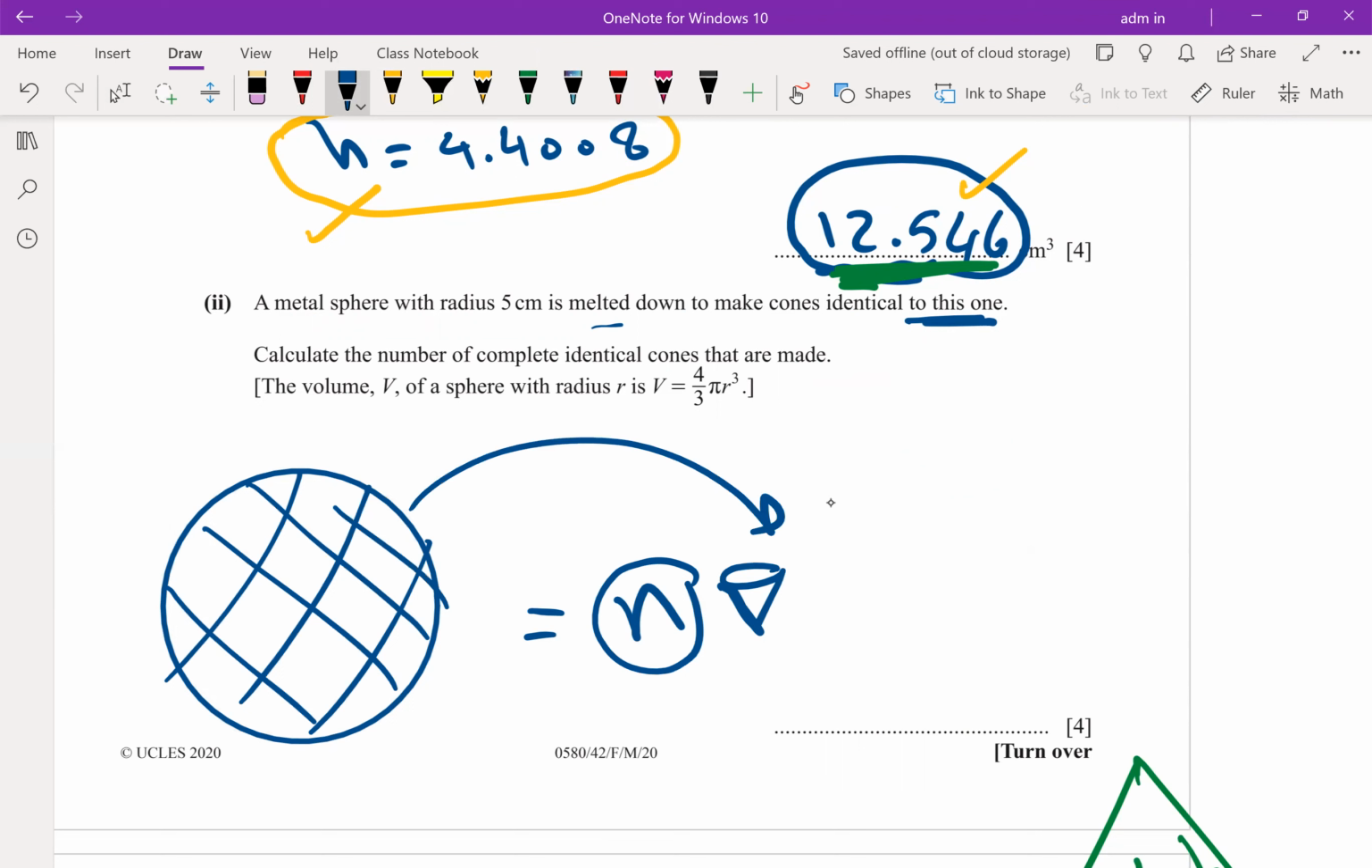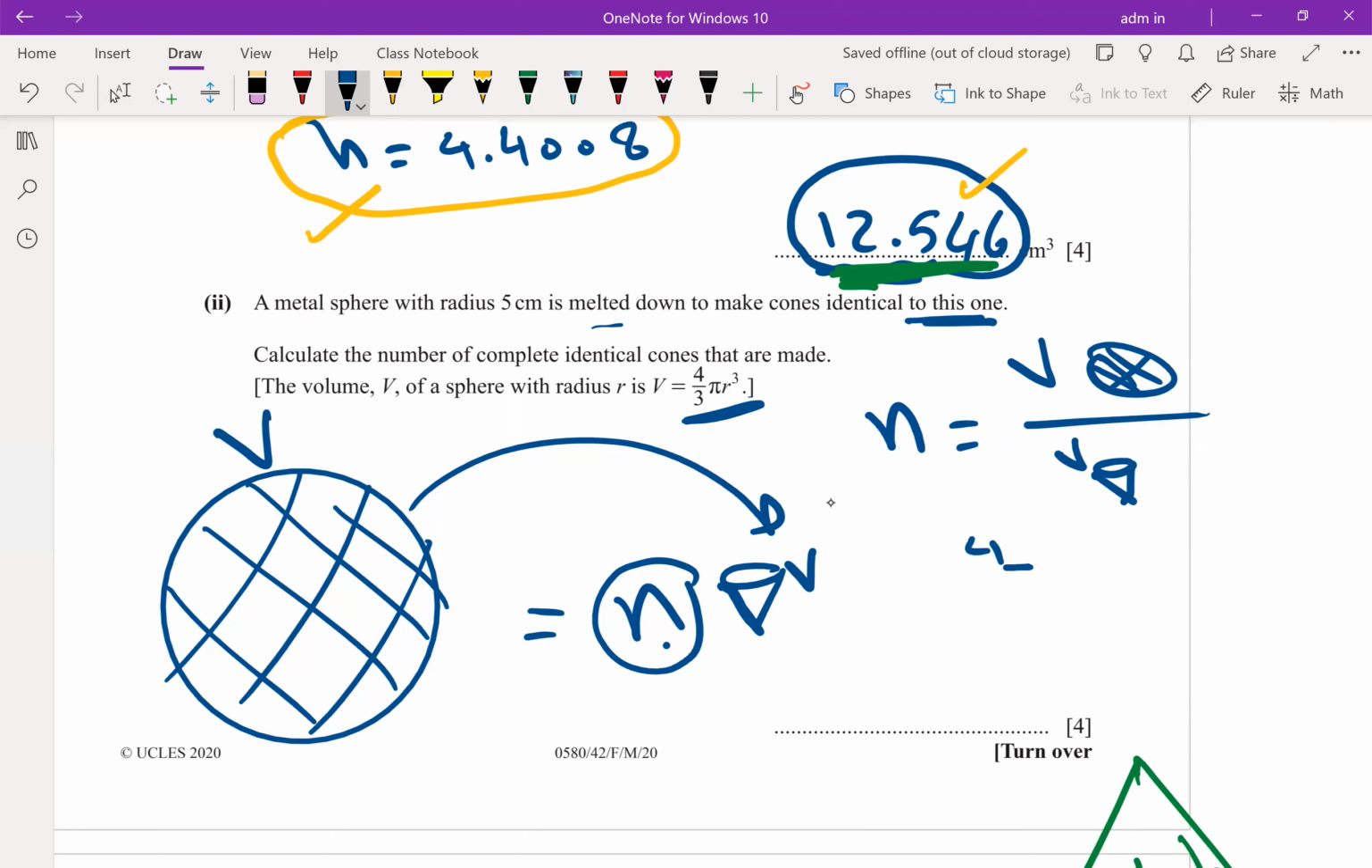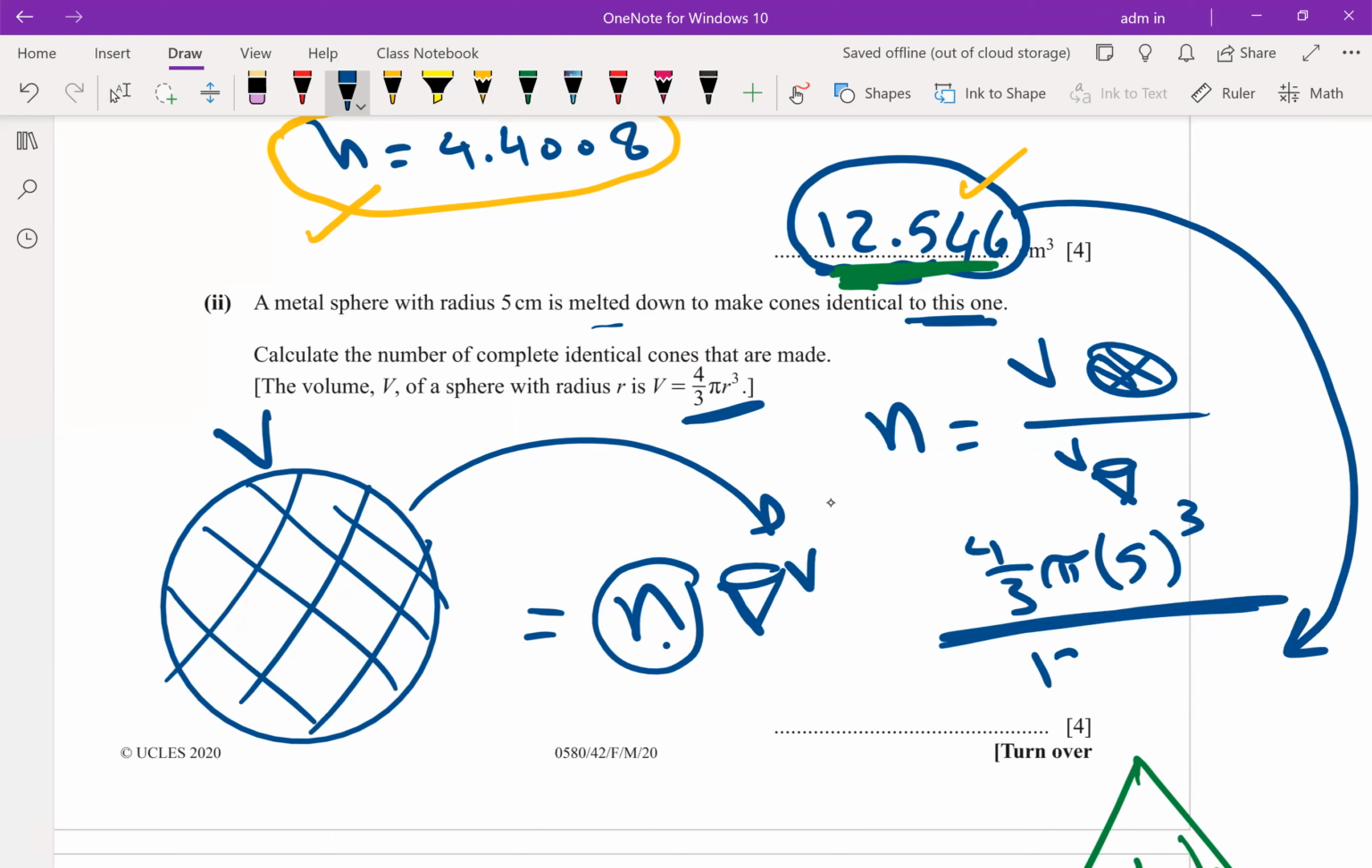It's exactly like solving an equation. Sphere, split it into small cones. I don't know the number, so I wrote it as n. So the volume of a sphere equals n multiplied by the volume of the cones. So how to get n? Volume of a sphere divided by volume of a cone. You have to find the sphere's volume first. It's written in the form 4/3 pi r cubed. Clear? Divided by the volume of the cone found in the previous step. That's it.